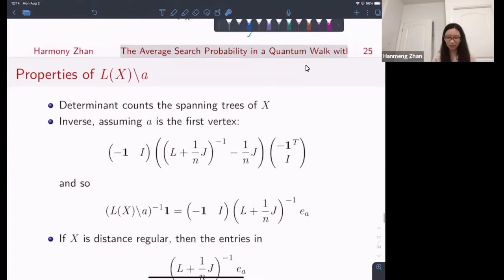The second property we can use is, by the Schur complement, the inverse of this matrix can be expressed using the original Laplacian matrix in this form. This first matrix is n minus 1 by n, this matrix is n by n, and this matrix is n by n minus 1. The middle block here is usually called the pseudoinverse of the Laplacian.